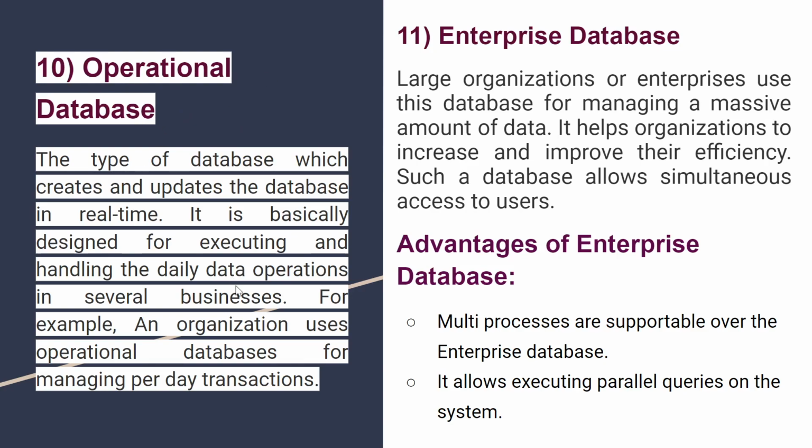For example, an organization uses an operational database for managing per day transactions. And for the enterprise database, large organizations or enterprises use it for managing a larger amount of data in their organizations. The advantages are that multiple processes are portable over the enterprise database, and it allows executing parallel queries on the system. So that's why it is mostly used in organizations so that they can improve their efficiency.